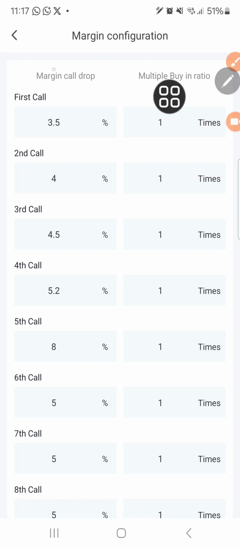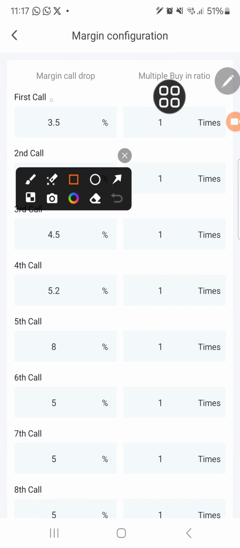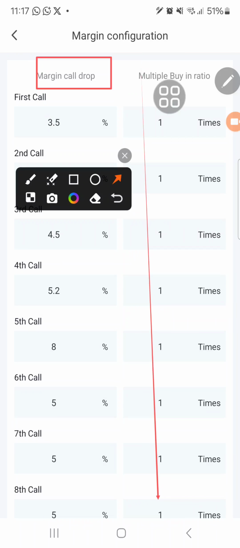One of those things you'll find is the margin call drop. Margin call drop simply means how deep do you want to go when the market goes down?